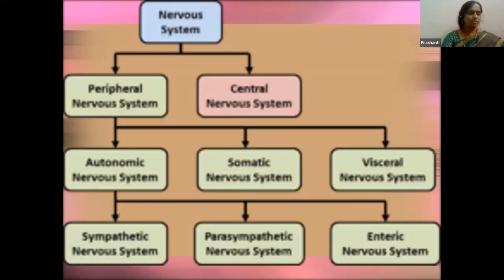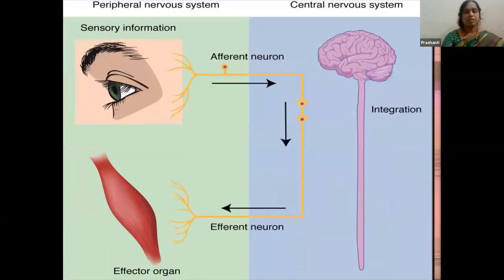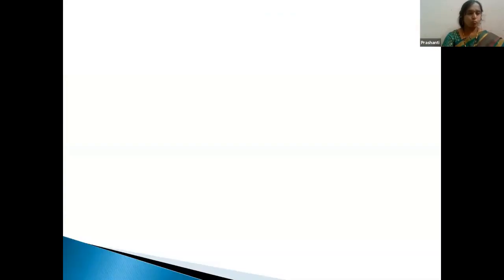In our previous session, we learned about the central nervous system. Actually, what is the nervous system? The nervous system is the major controlling, regulatory and communicating system in the body. It has been classified into the peripheral nervous system and the central nervous system. The central nervous system is composed of the brain and spinal cord, and the peripheral nervous system is further divided into somatic and autonomic nervous system.